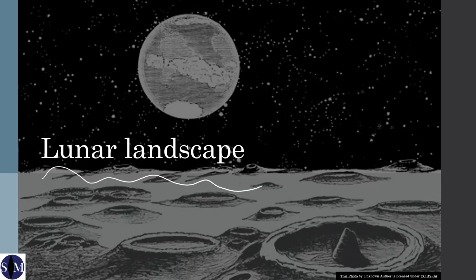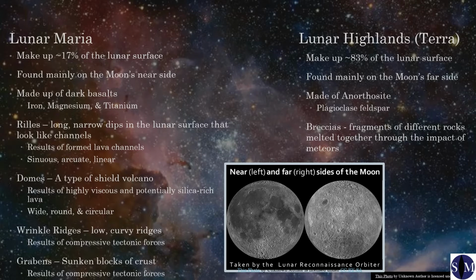First off, let's talk about two major landscape features, lunar maria and lunar highlands, also known as lunar terra. Lunar maria is the really dark stuff that astronomers mistook for seas, which incidentally is what it means. It's directly translated to the seas of the moon in Latin. To most people's disbelief, the maria only takes up approximately 17% of the lunar surface. This is because it is mainly found on the near side of the moon, which is the side that we always see.